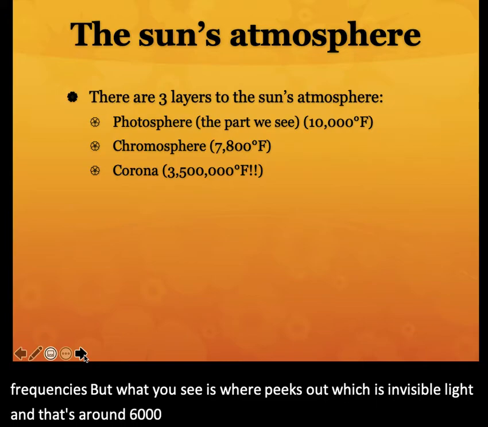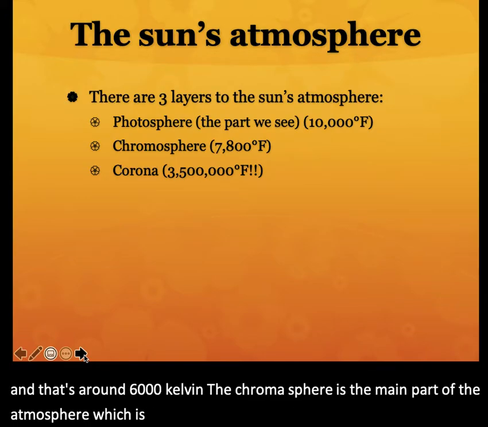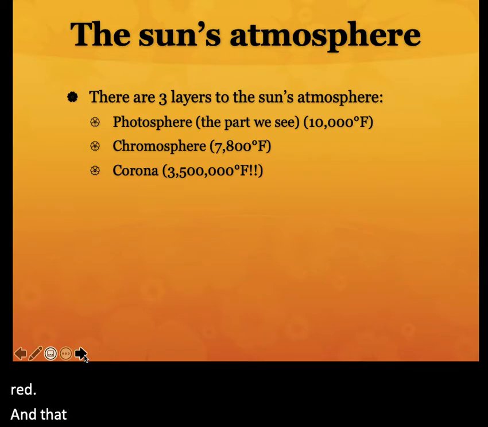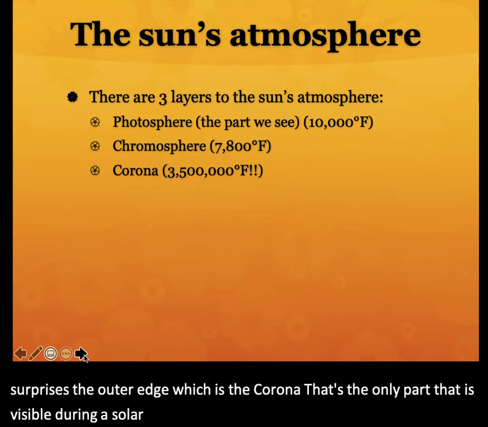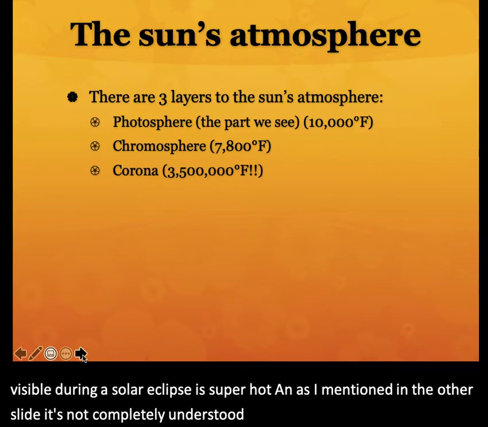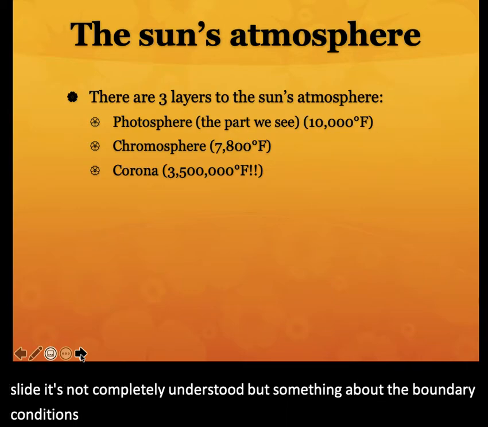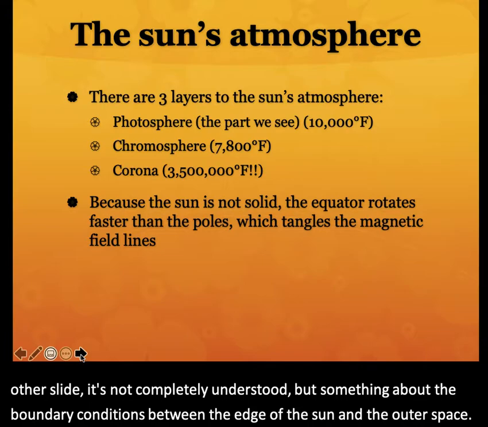The chromosphere is the main part of the atmosphere, which is sometimes responsible for tinging it slightly red. And that is a little bit cooler, as you would expect. And then the big surprise is the outer edge, which is the corona. That's the only part that is visible during a solar eclipse, and it is super hot. As I mentioned in the other slide, it's not completely understood, but something about the boundary conditions between the edge of the sun and the outer space.